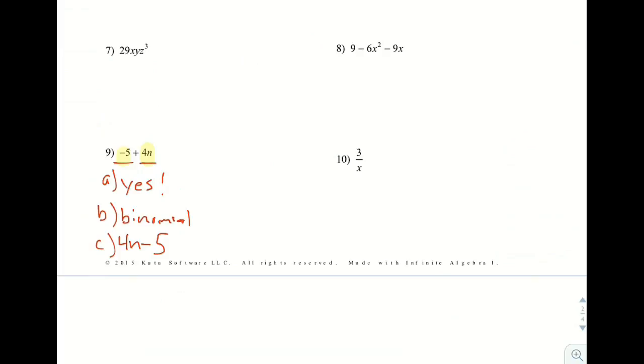Jumping to number 10 for one more example. First one says, is it a polynomial? And we see letters and numbers. That's all good. There's one term. But that x, the variable, the letter, is in the denominator. So no, it is not a polynomial. And because of that, we can stop on the other two.